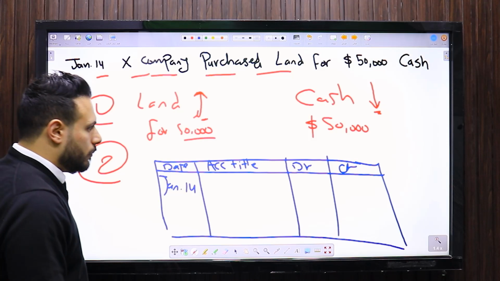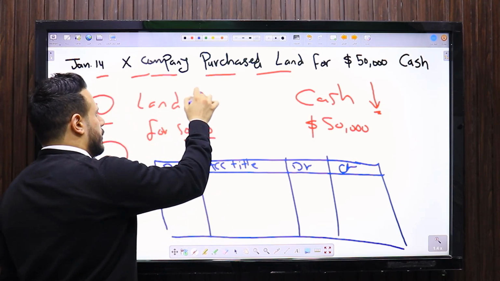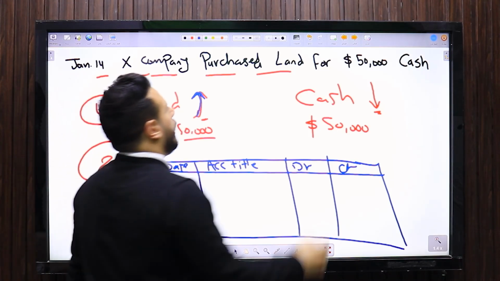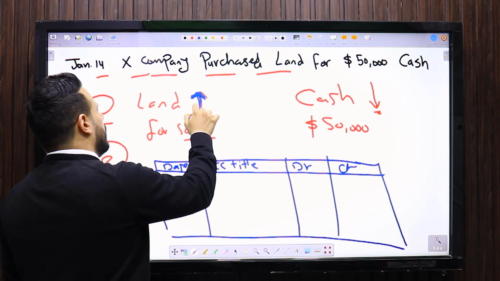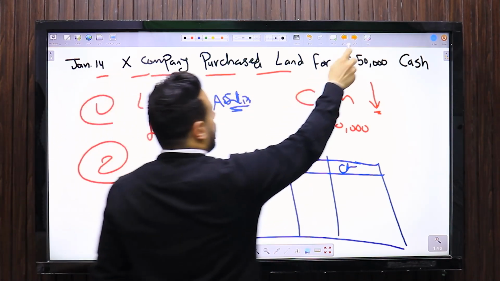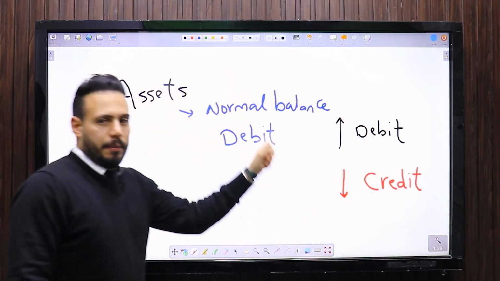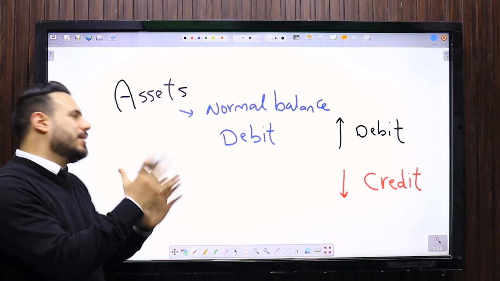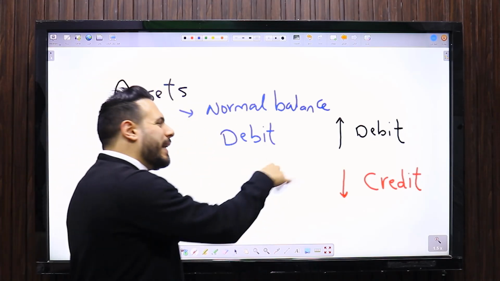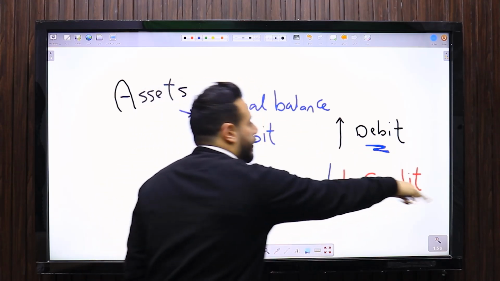Account title. Let's record this transaction. The land will increase. The land is an asset, and the normal balance is debit. Any account increases by its normal balance. So the asset's normal balance is debit, so when it increases it must be put at the debit side, and when it decreases it must be put at the credit side.